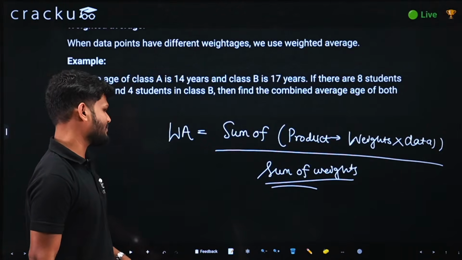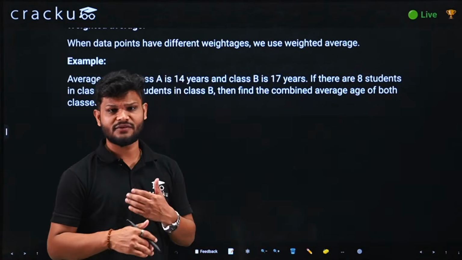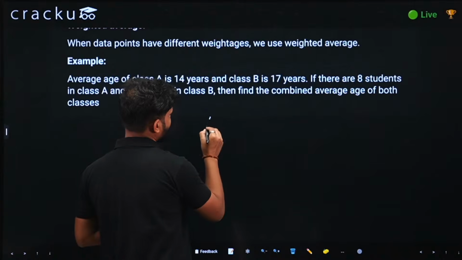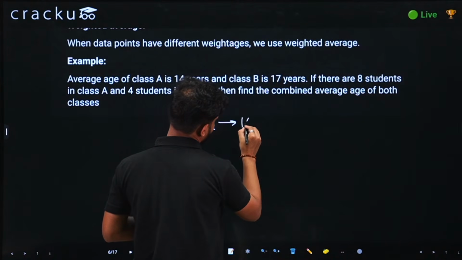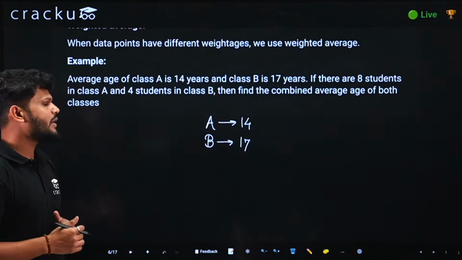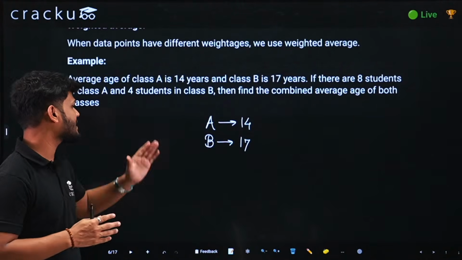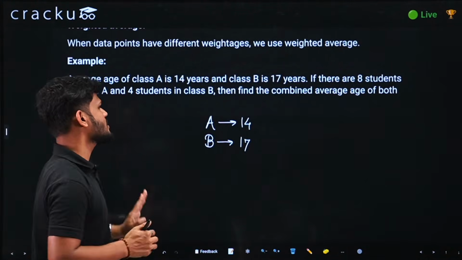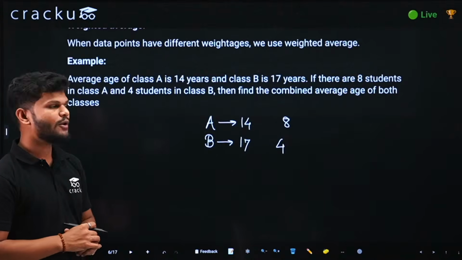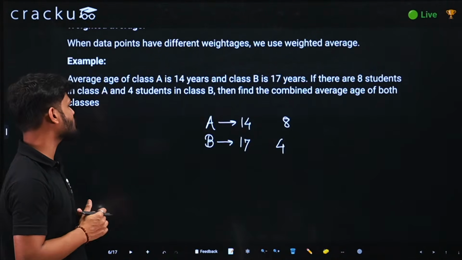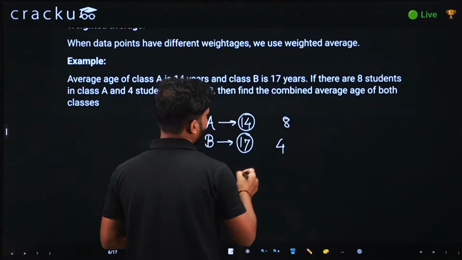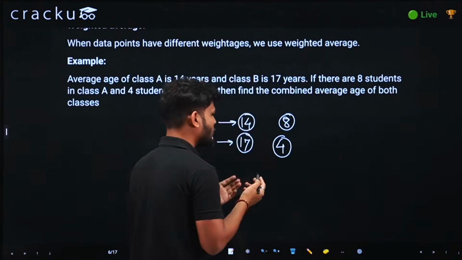This definition is a little bit difficult to understand, so let us look at an example. The average age of class A is 14 years, and that of B is 17 years. Now we have given the weights of these classes. Weights here are nothing but the number of students. There are 8 students in class A and 4 students in class B. You have to find the combined average of both the classes. These are your data points, the average ages, and these are your weights, meaning number of students in this case.